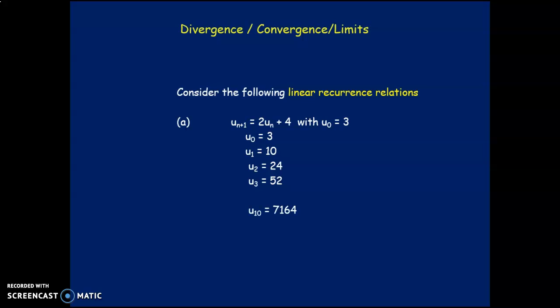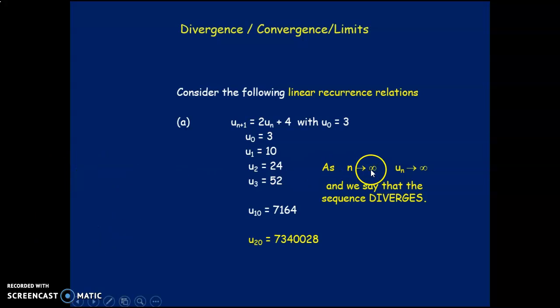And if we keep going, our 10th value here, U10, is going to be 7,164. U20 is going to be even larger. So what we can say here is, as our n value is increasing, so as n tends to infinity, then our current term also tends to infinity, or also gets larger. Now we say the sequence diverges.